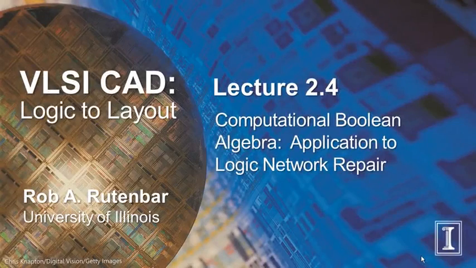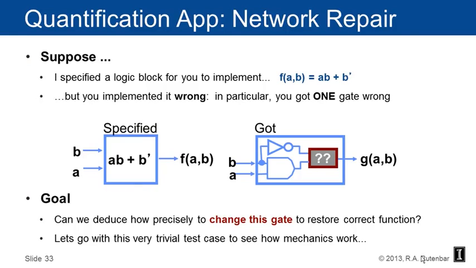This is lecture 2.4. We're continuing our development of computational Boolean algebra. We've just done a lot of interesting things with cofactors. Let's actually do a realistic sort of an application, something called logic network repair. So suppose that I gave you a logic block to implement, and let's say I specified it as Boolean algebra, and this is how I specified it.